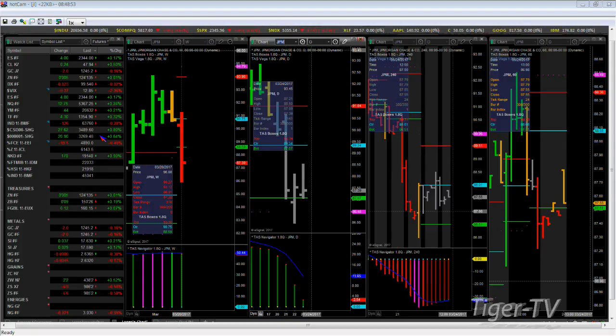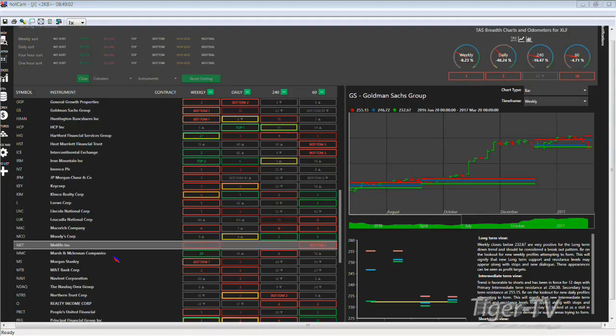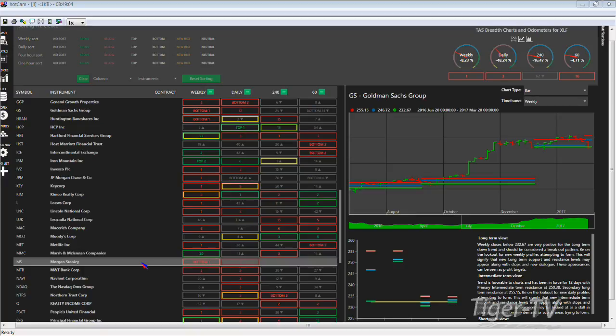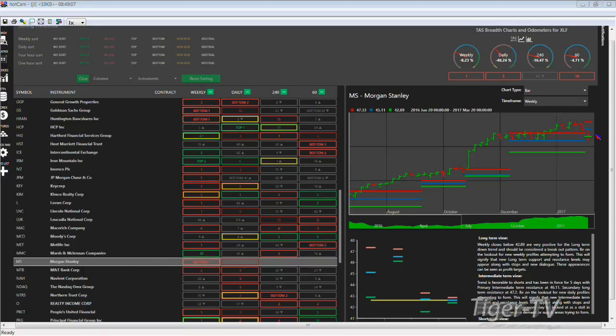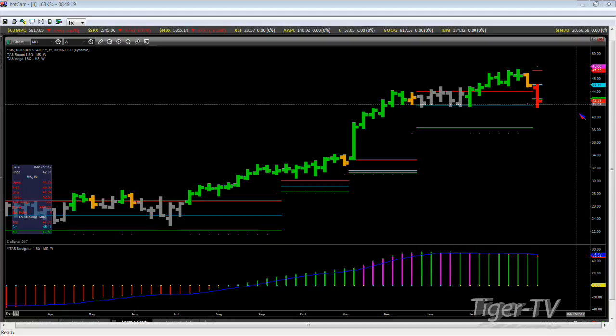A couple other stocks on the financial side. Let's take a look at Morgan Stanley. Kind of similar situation to Goldman Sachs. Might be able to catch a bid, get back above 42.80 on this one. Again, I don't think these financials are over.